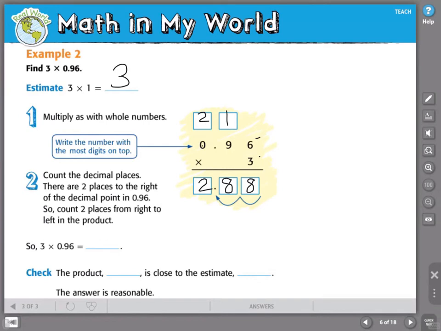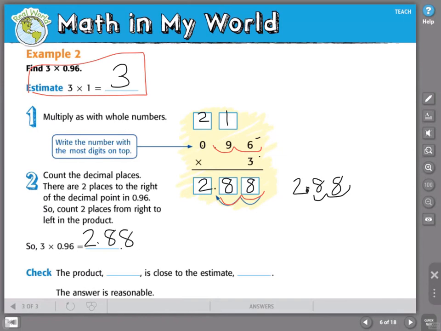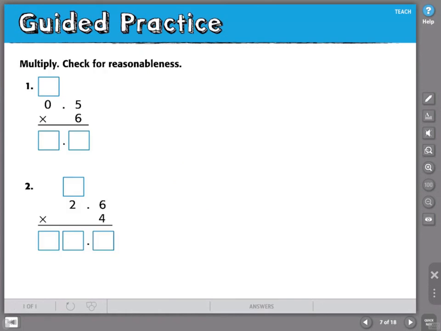Now, if I saw my answer as 288, I would know that would not be reasonable because our estimate said that it should be about 3. But I can remember that there are 2 digits behind the decimal point in my factor, so there should be 2 digits behind my decimal point in my product. So if I count 1, 2, and place my decimal point right there, 2 88/100, well, that's pretty close to 3. 2 88/100 is close to our estimate 3, so our answer is reasonable.